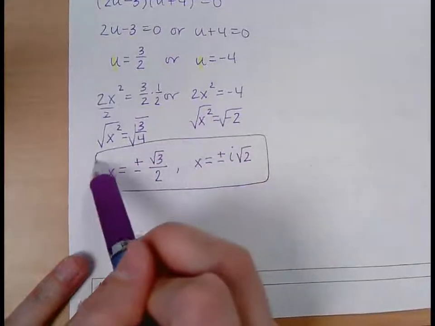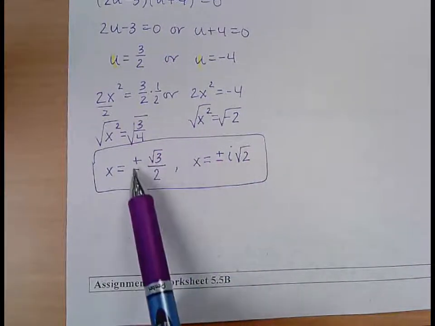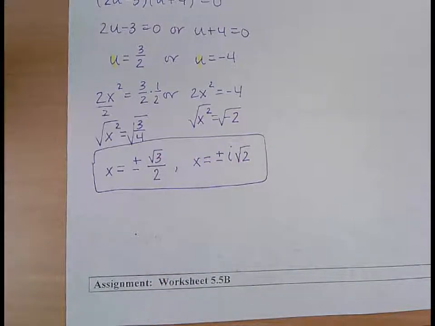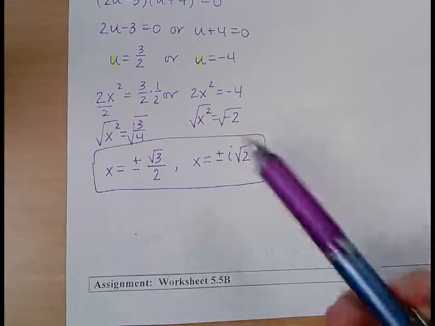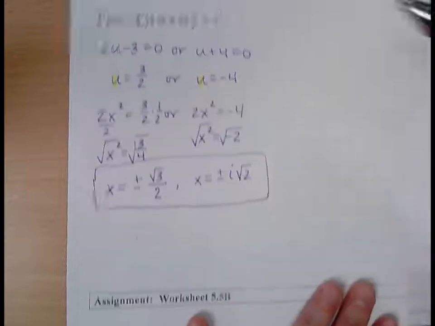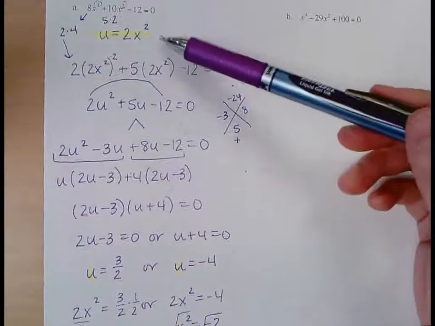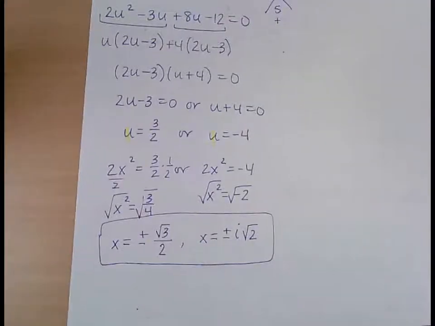You do have 4 because of the plus or minus. So plus or minus square root of 3 over 2 is really 2 answers. Plus or minus i root 2 is really 2 answers. Okay? Now, like I said, they are not all like this. This one, based on the choice of u, was a little more in depth.